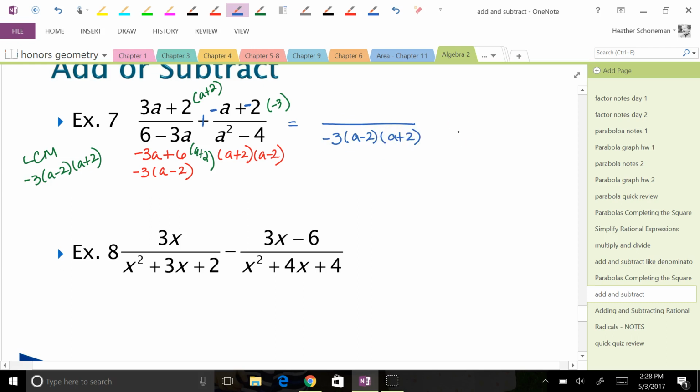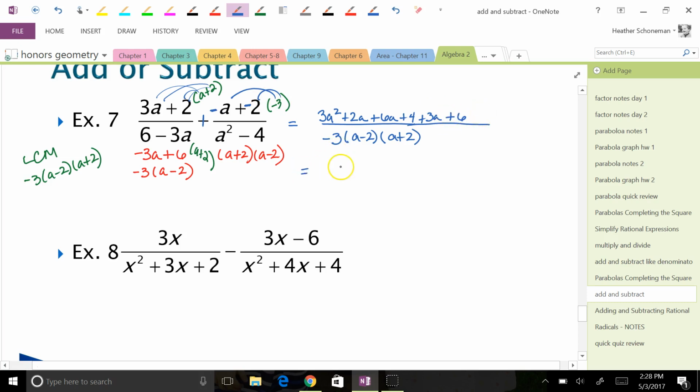Now we got to deal with the numerator. It's a lot of multiplying. A times a would be 3a squared, plus 2a, plus 6a, plus 4. Oh, we got to make this longer. -3 times -a is positive 3a, and -3 times -2 is positive 6.